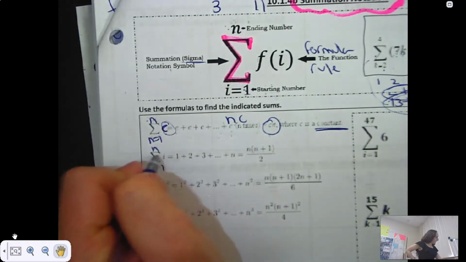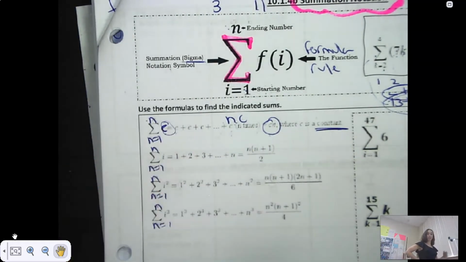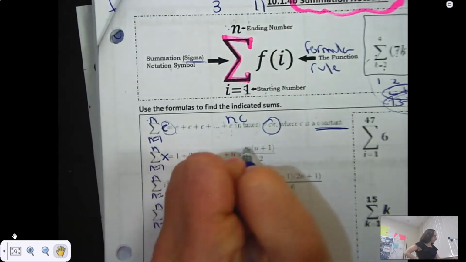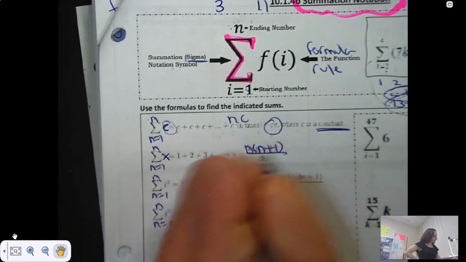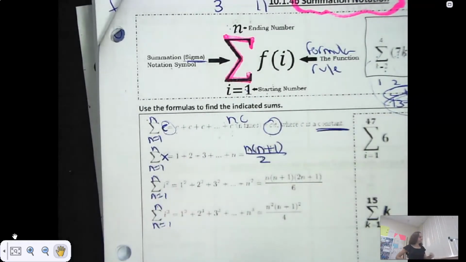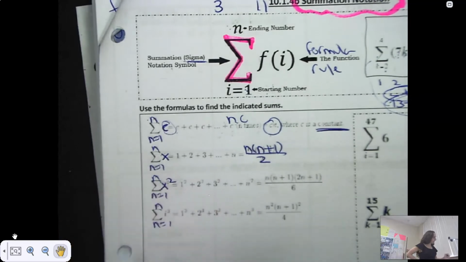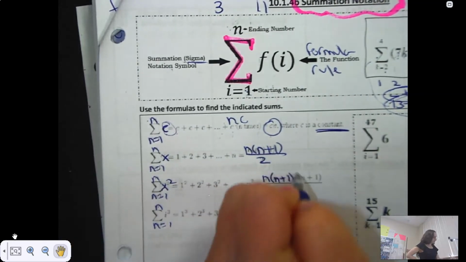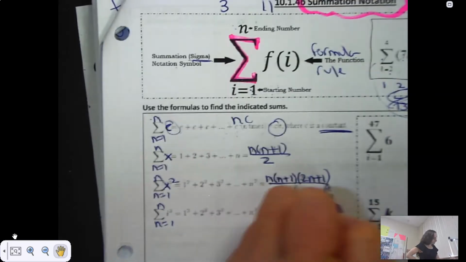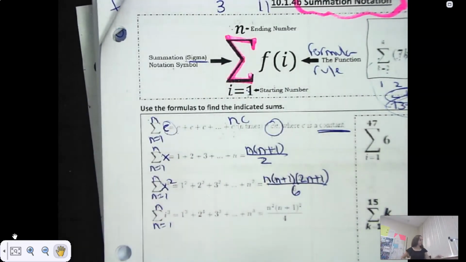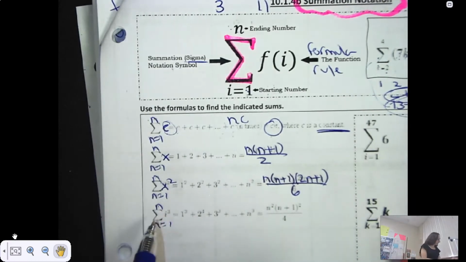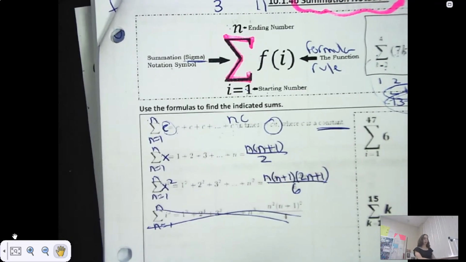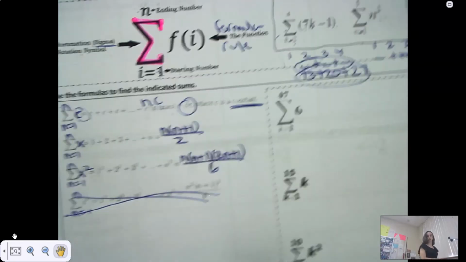This is saying, okay, if you have the parent function for a line, we'll call that x. You use the formula n times n plus 1 over 2. This is saying if you have a quadratic, but just x squared, you use the formula n times n plus 1 times 2n plus 1 over 6. And this one is saying a cubic, and I actually don't care about a cubic. Okay, so we're just going to do constant, linear, and quadratic.